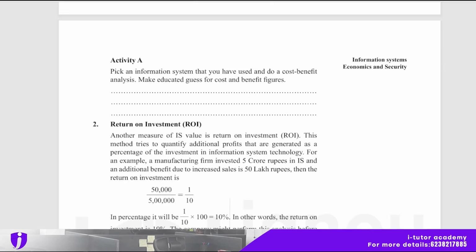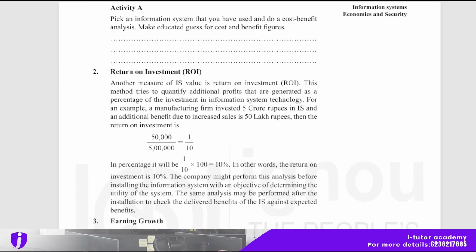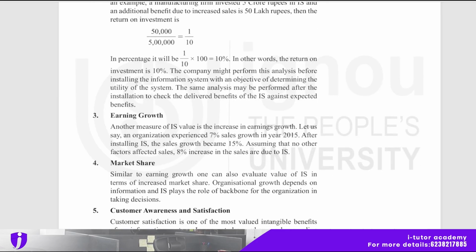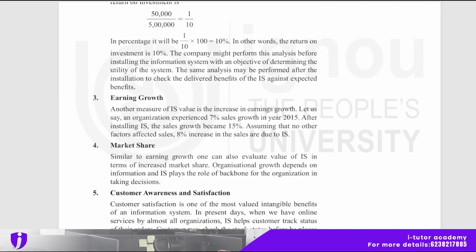And return on investment, that is ROI. Another measure of IS value is return on investment. This method tries to quantify additional profit that is generated as a percentage of the investment in the information system technology. For example, a manufacturing firm invested 5 crore rupees in IS and an additional benefit due to increased sales is 50 lakh rupees, then the return on investment is like this. So this is return on investment, and earning growth, market share, customer awareness, and satisfaction.